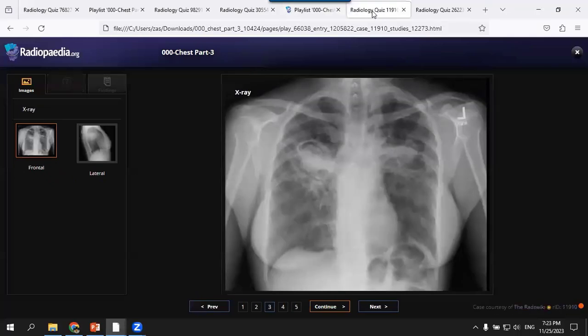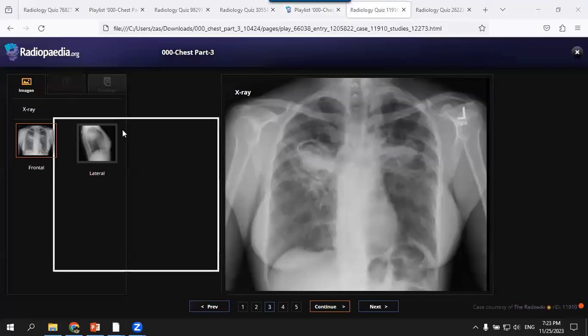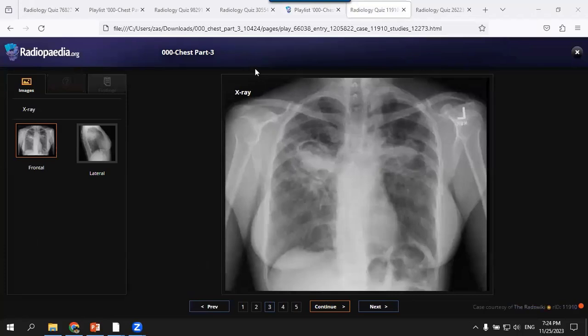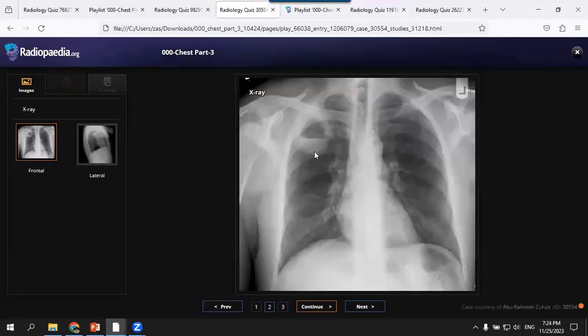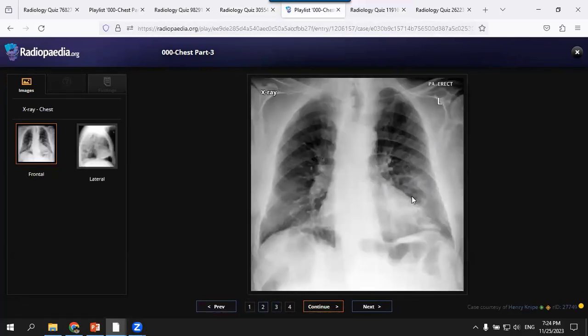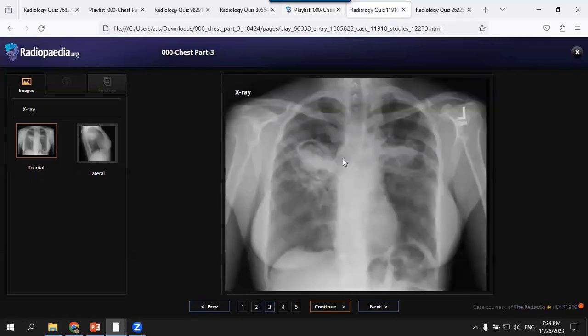Okay, let's continue with you. In a solitary cavitating lung mass, this is a classic for lung abscess. It may be a bronchogenic carcinoma. What cell type causes cavitating lung cancer? Squamous cell carcinoma. Squamous causes multiple cavitating metastases from head and neck, and from the lung also cavitating.